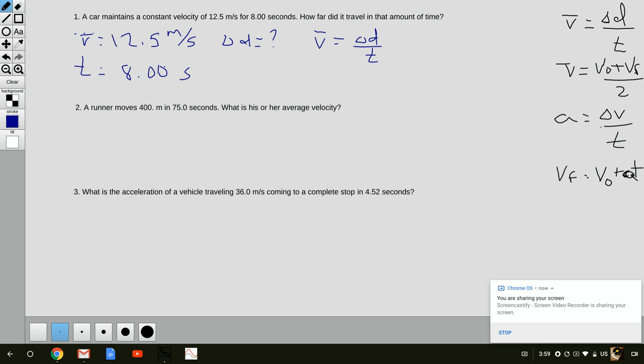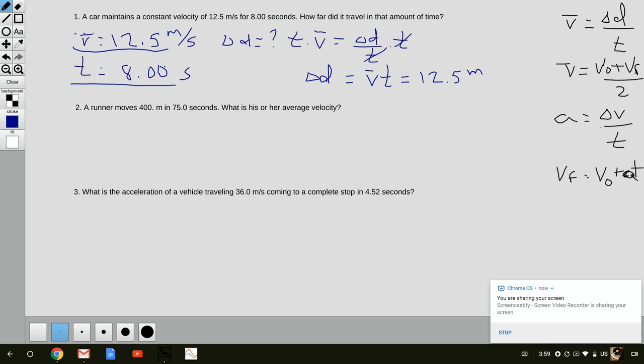Now, I recommend moving the equation around before you plug in numbers. So what we're going to do right now with this equation is multiply both sides by t, and what we end up with is that displacement is equal to average velocity times time. Now once you've done this, this becomes very easy, because now all I have to do is plug in my givens that I've already written down and labeled into the same spot in the equation.